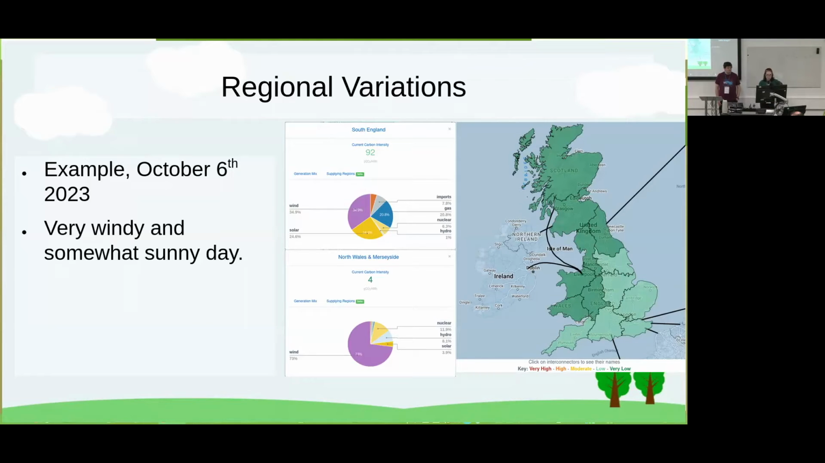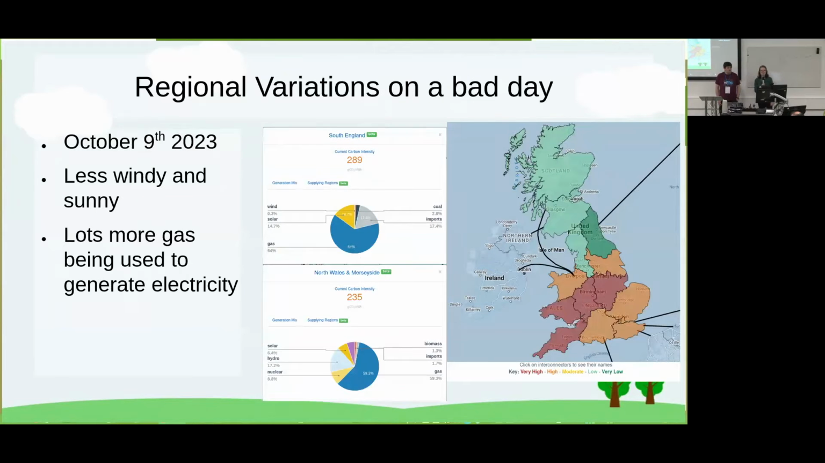Some particular statistics on the slide here. In the south of England, I think this is an average, it was 92 grams of carbon dioxide equivalent per kilowatt hour. And then in North Wales and Merseyside, it was just 4, which is very low indeed. So that was a good day in terms of renewables use.